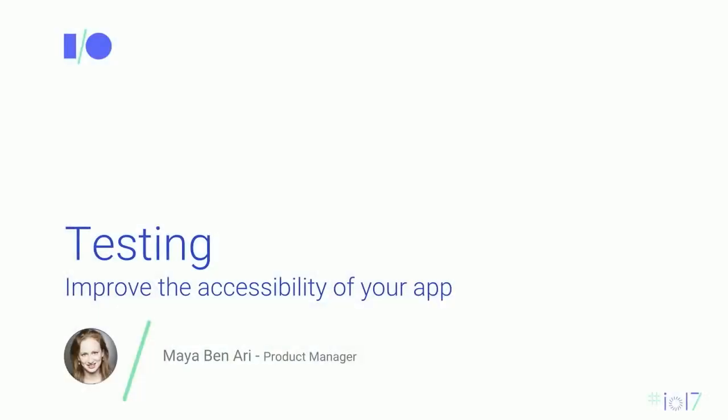And this is Select to Speak, available in Android O and with TalkBack 5.2. Now, the next section is about testing. We'd like to make Android more accessible for everyone. And developers are a crucial part of this mission.